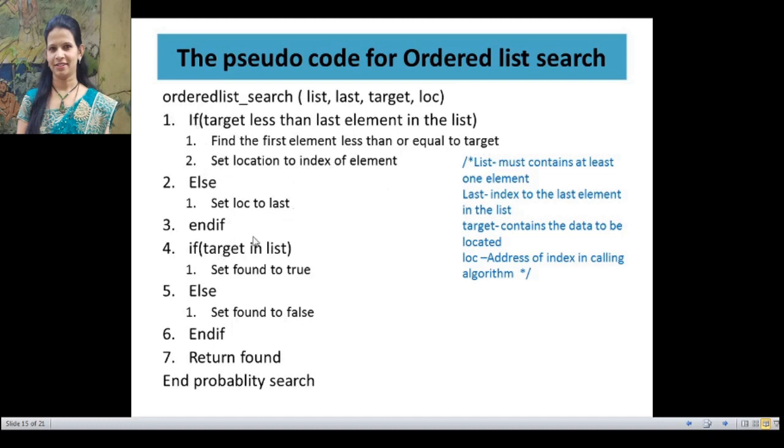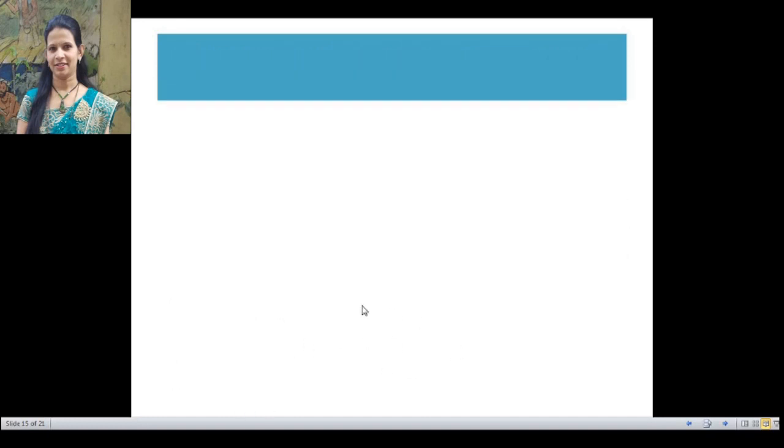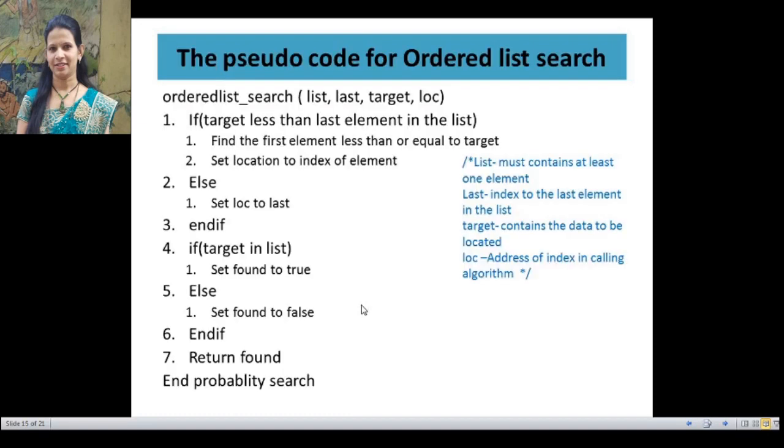Okay, and then end if target in a list set found to true, otherwise returns the false, and then end if and return found. In this way we can perform this different searching algorithm on data structure array.